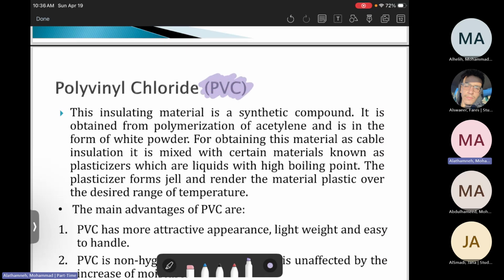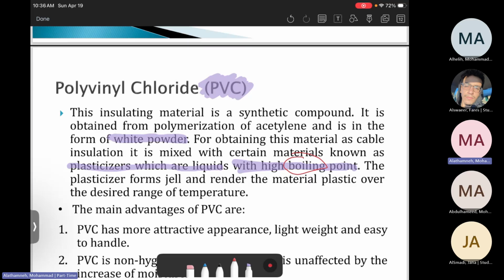This insulation material is a synthetic compound, which is obtained from the polymerization of acetylene, and it is in the form of a white powder. To obtain this material as a cable insulation, it is mixed with a certain material known as plasticizers, which are liquids with high boiling points. Then the plasticizers form a gel, rendering the material plastic over the desired range of temperature.